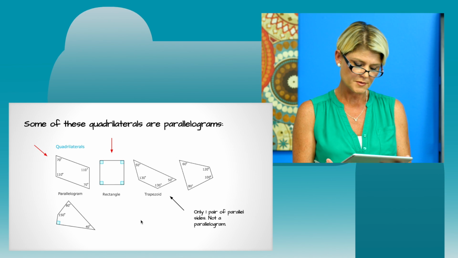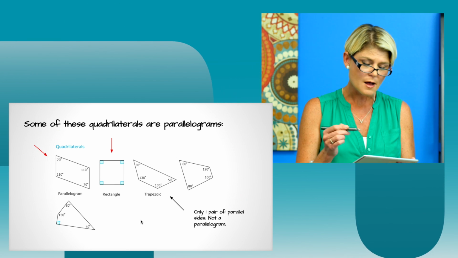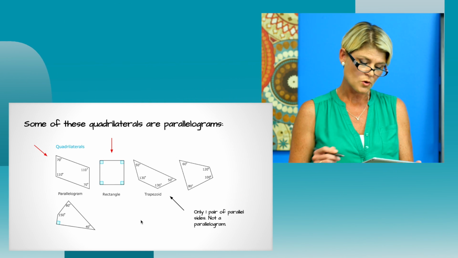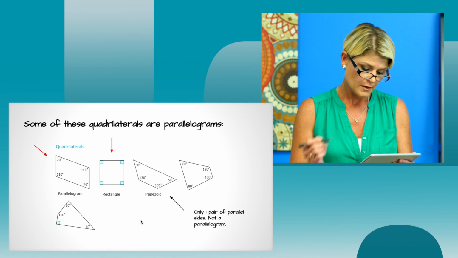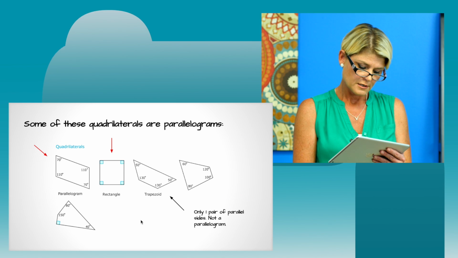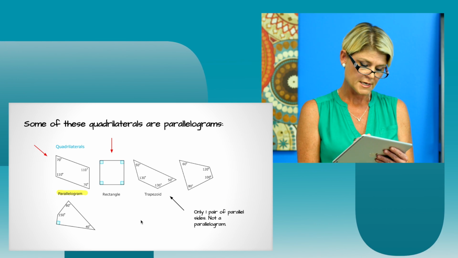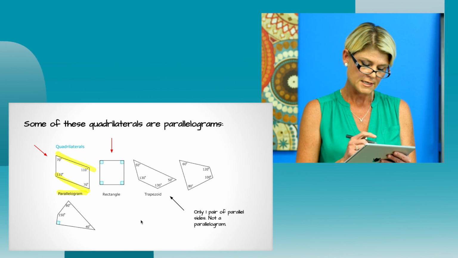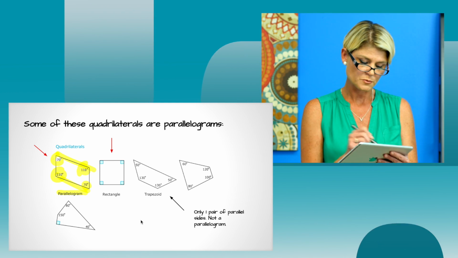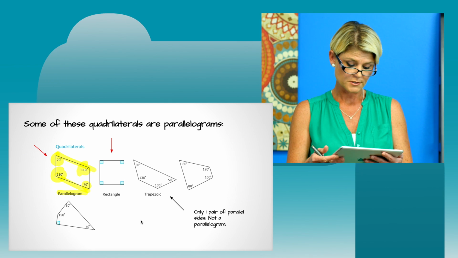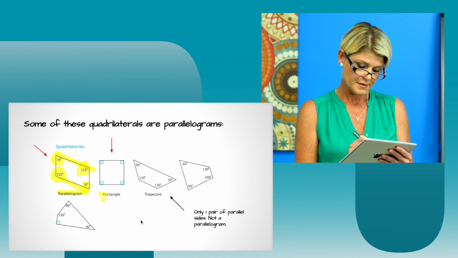Okay, so let's look at some examples. Some, not all, but some of these quadrilaterals are parallelograms. Can you tell which ones are? Well, the first one is a parallelogram because it has parallel lines, and then also it has corresponding measurements in opposite angles. Same with a rectangle.